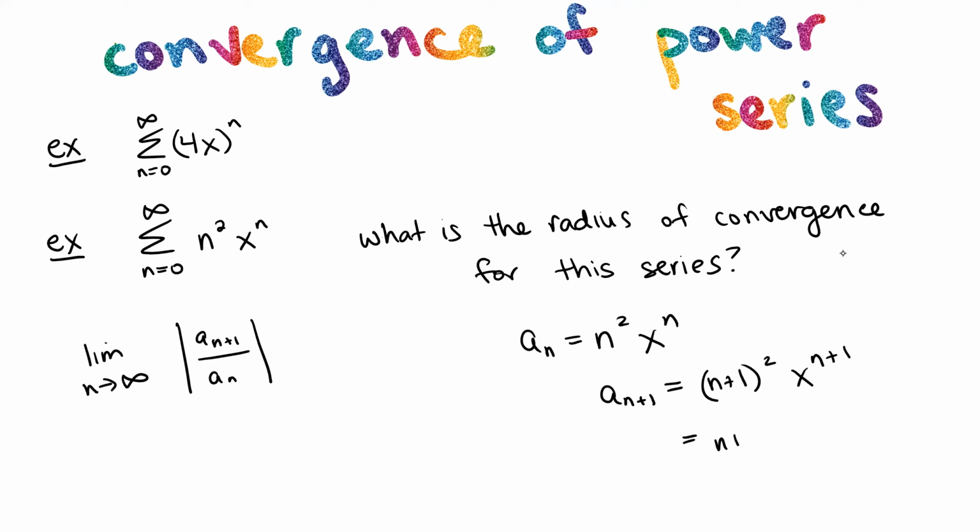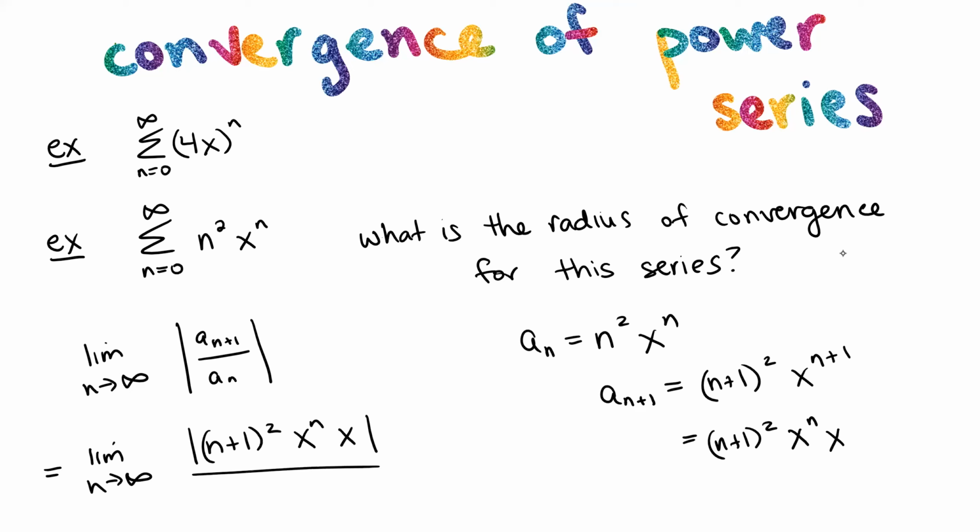Now I like to just clean things up a bit right away. x to the n plus 1 is the same thing as x to the n times x. Okay, so the limit as n goes to infinity of a_{n+1} over a_n, absolute valued, is equal to: up in our numerator, we've got (n plus 1) squared times x to the n times x, all that absolute valued. And then in the denominator, we've got n squared times x to the n. And again, throw absolute values around the denominator.